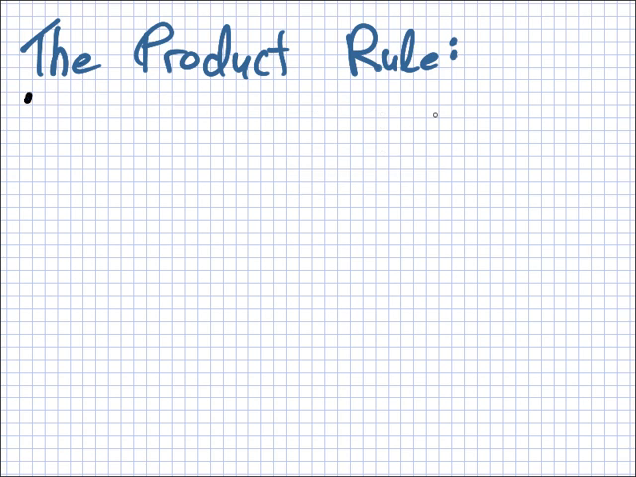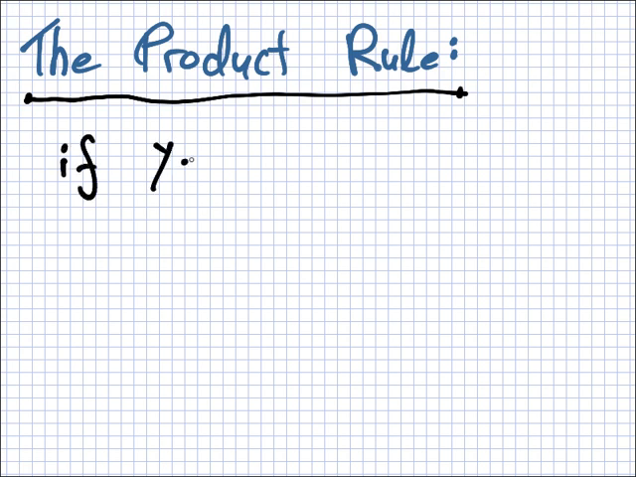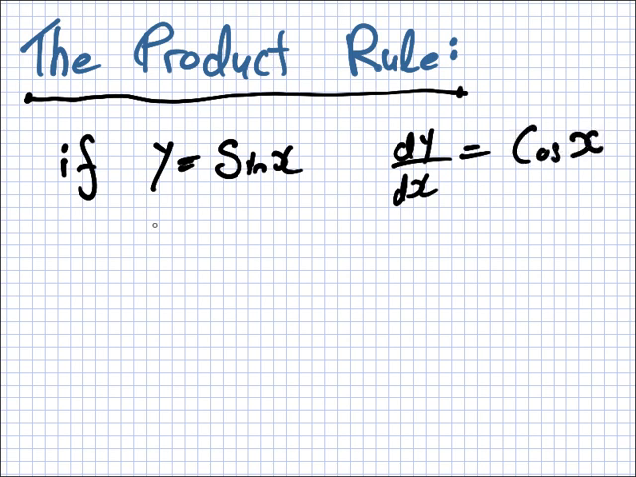Now, product rule. Some things you should remember from semester 1. If y equals sine x, then what's dy dx? Cos x, yeah. You can just write this down. Now, if y equals, let's say, x squared, then dy dx? 2x.